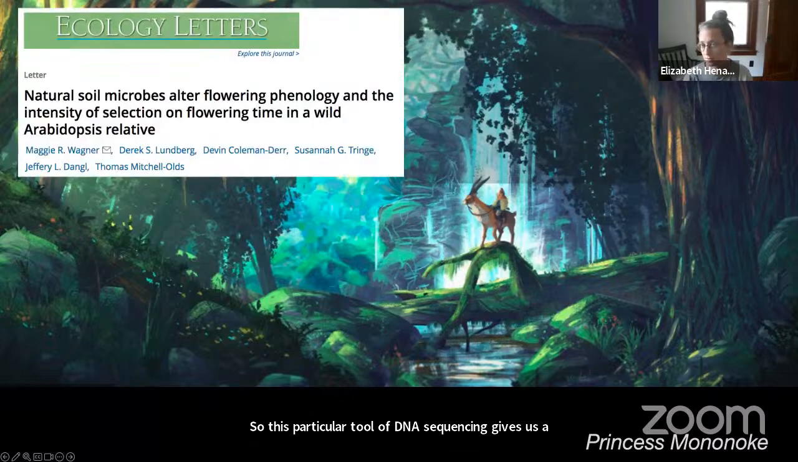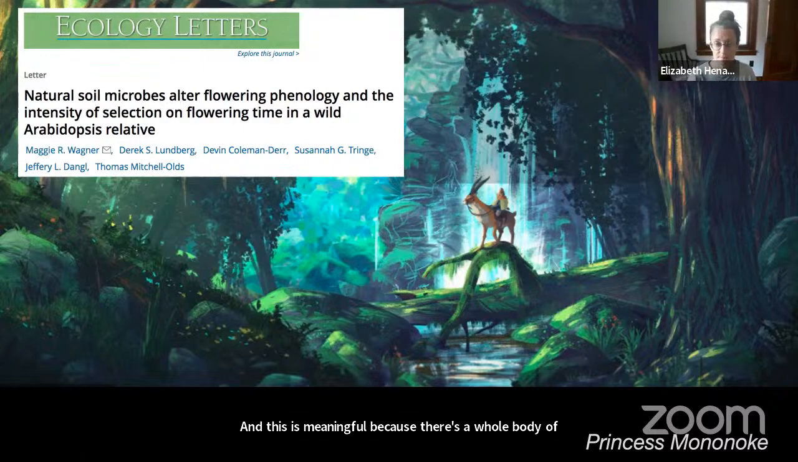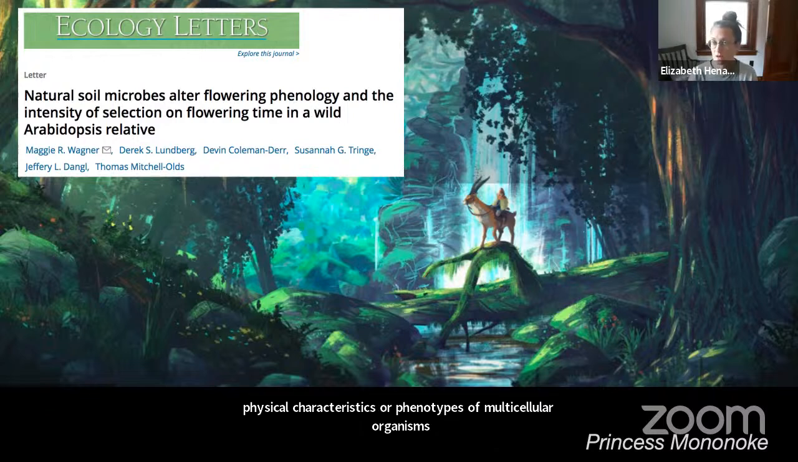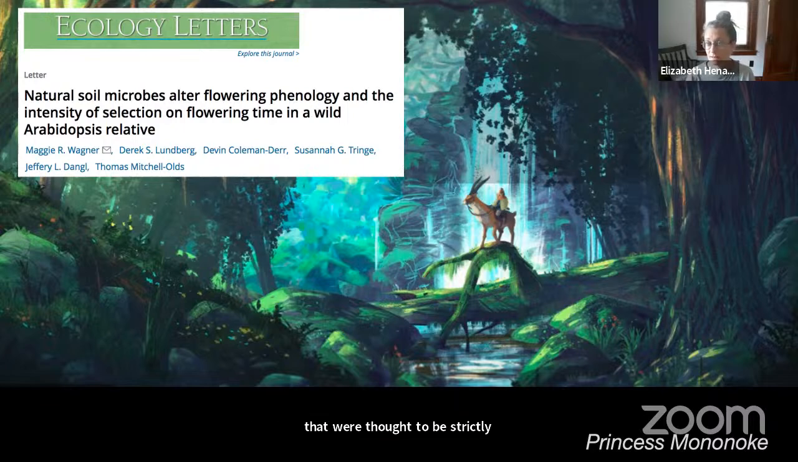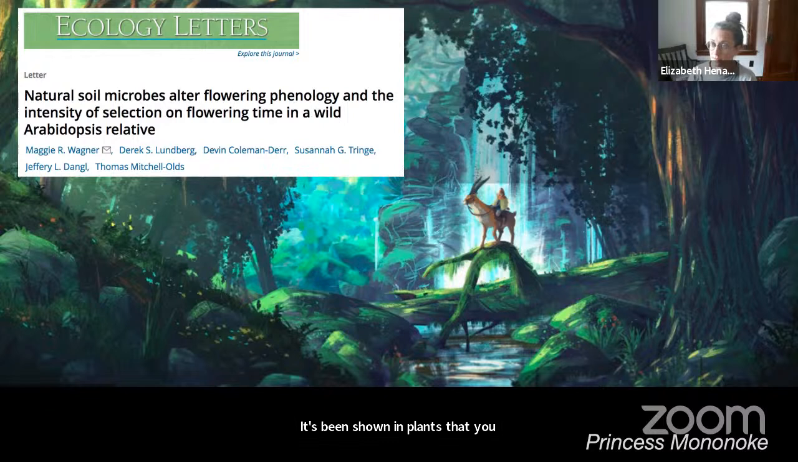And this is meaningful because there's a whole body of literature that's emerging that shows that physical characteristics or phenotypes of multicellular organisms that were thought to be strictly genetically controlled are actually modulated by the nature of the microorganisms with which they interact. So, some examples. It's been shown in plants that you can alter the flowering time of plants by altering the composition of the microbiome of the soil in which they're growing.